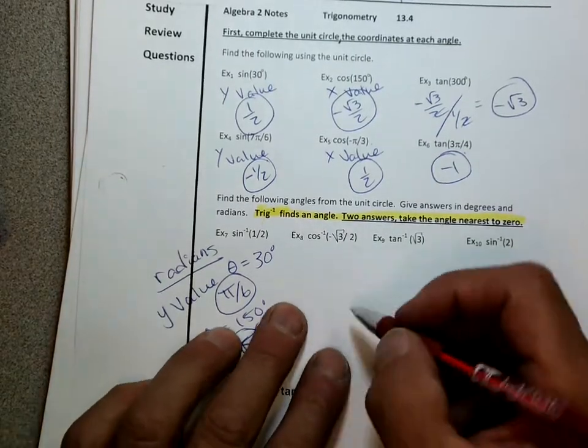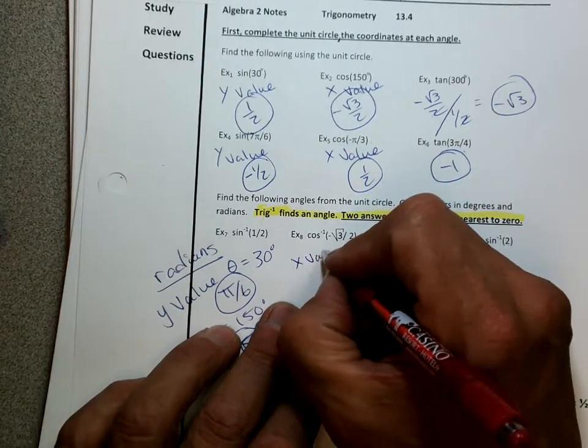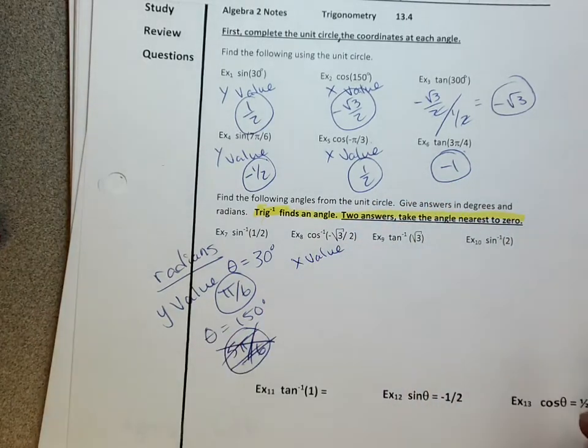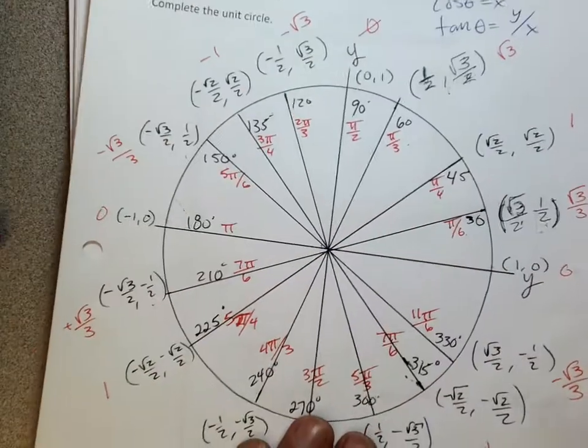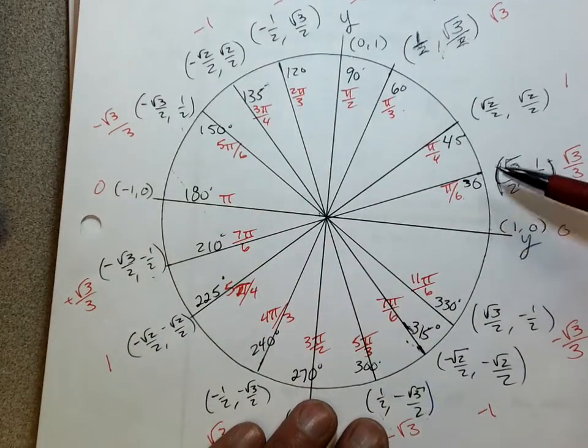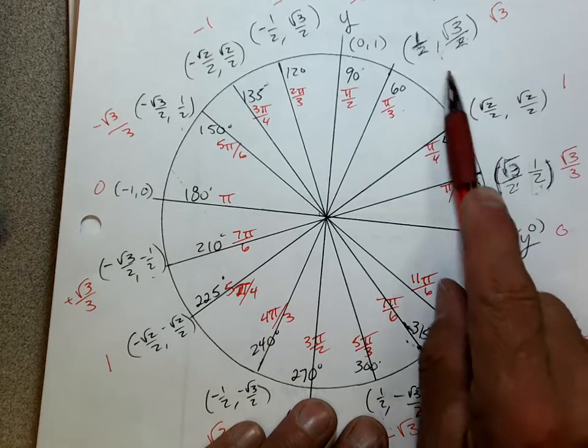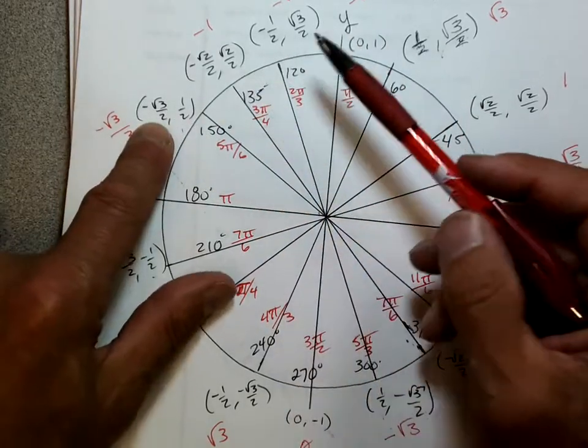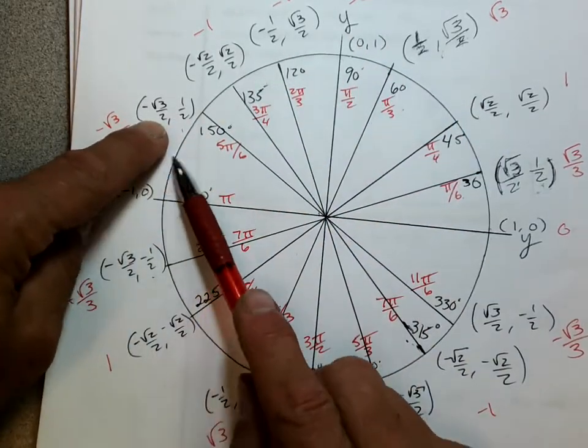Cosine. So we're looking for an x value of negative square root of 3 over 2. So let's see what we've got. Negative square root of 3 over 2, x value. Right here, all the way over there. And there's a second one. The second one you've got to keep going.